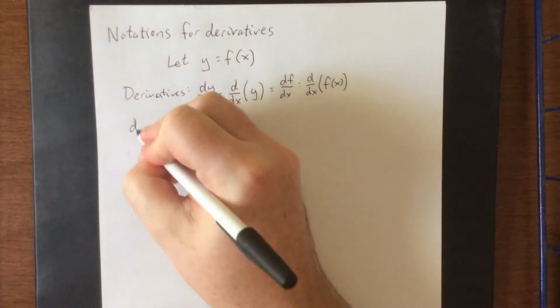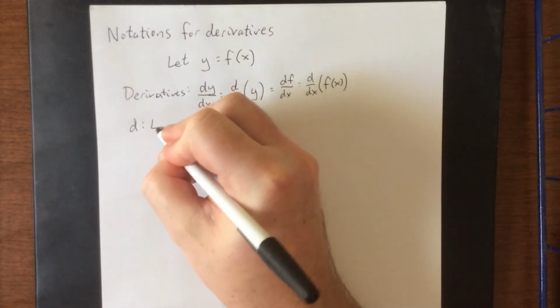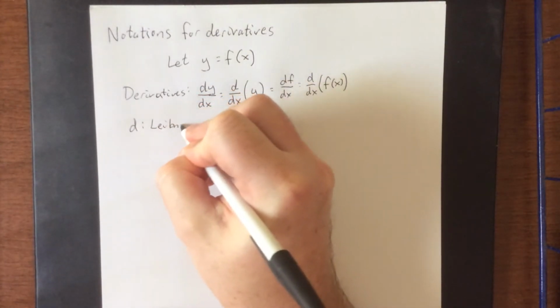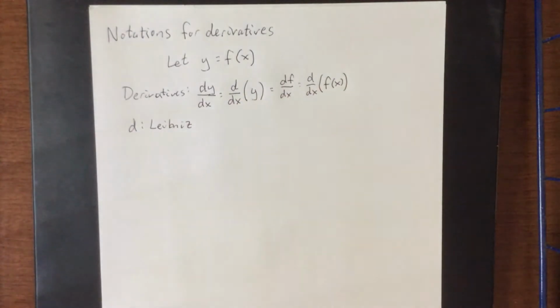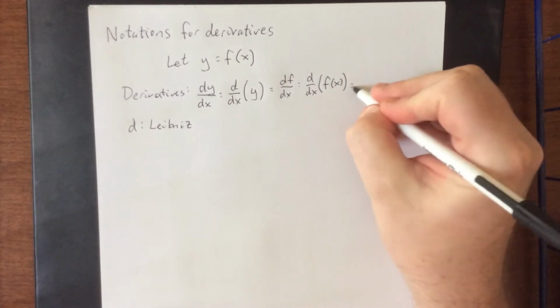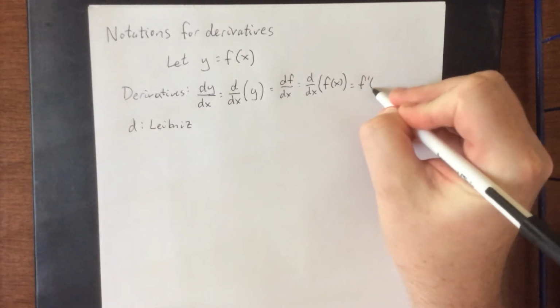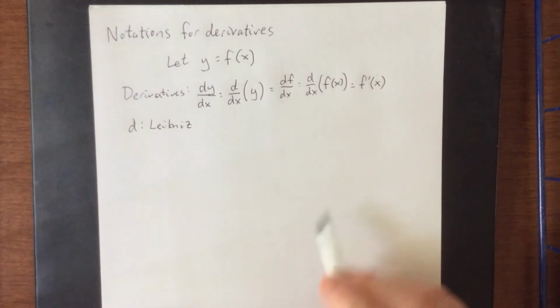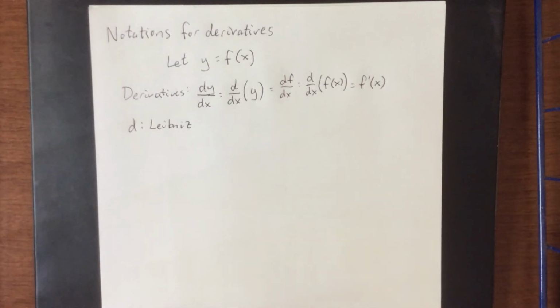The d notation is attributed to Gottfried Leibniz, widely accepted as one of the two fathers of differential calculus, the other being Sir Isaac Newton. Sir Isaac Newton is the one who came up with the prime notation. I typically find that to be a favorite among students.